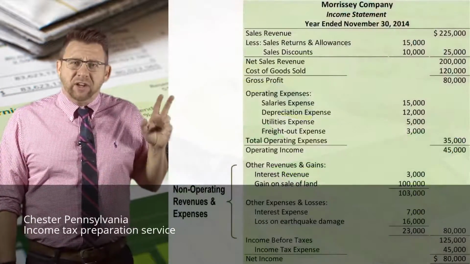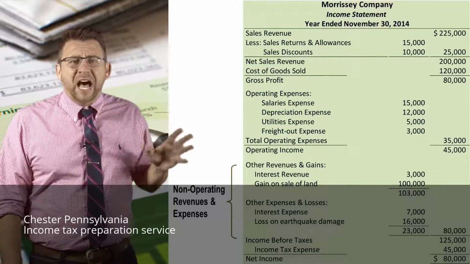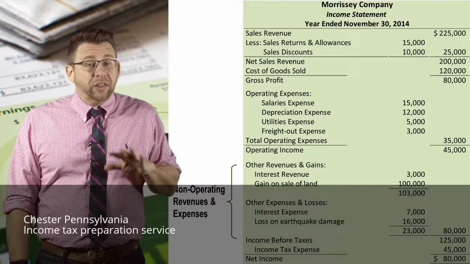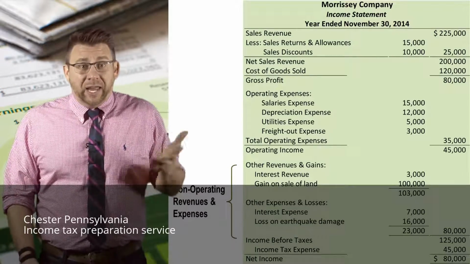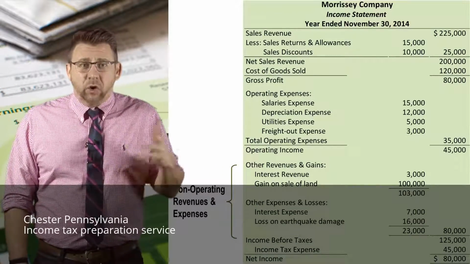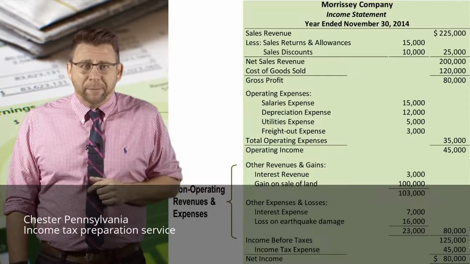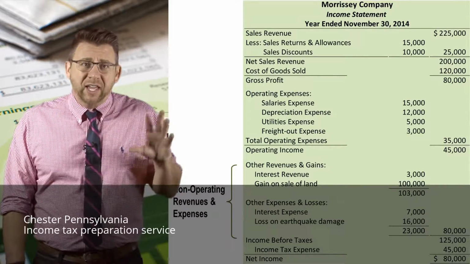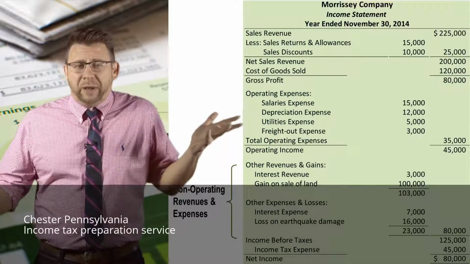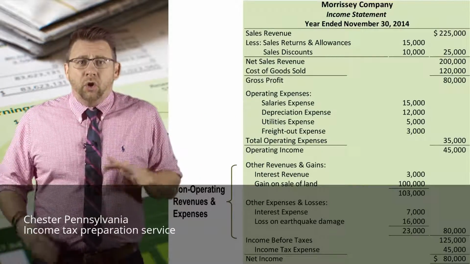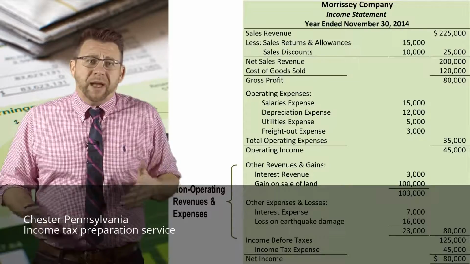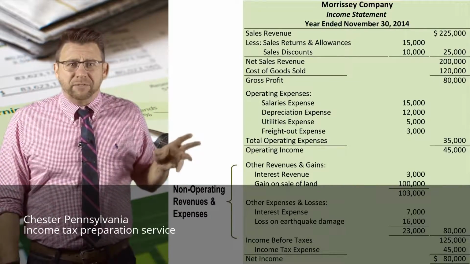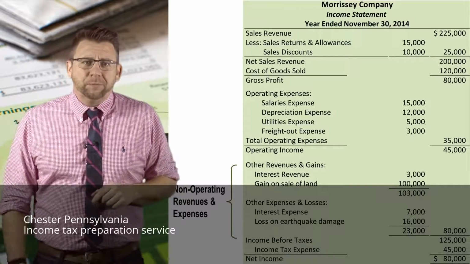The next section of the income statement reports non-operating revenues and expenses. These items are either one-time amounts, like gain on sale of land or loss from earthquake damage, or items not part of central operations, like interest revenue, which is earned by making a loan, or interest expense, which is incurred by financing assets with debt. This section is sometimes known as the other section.